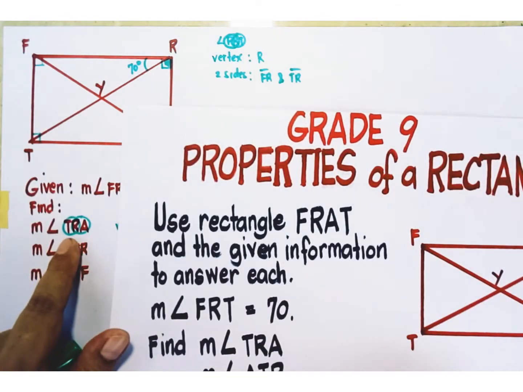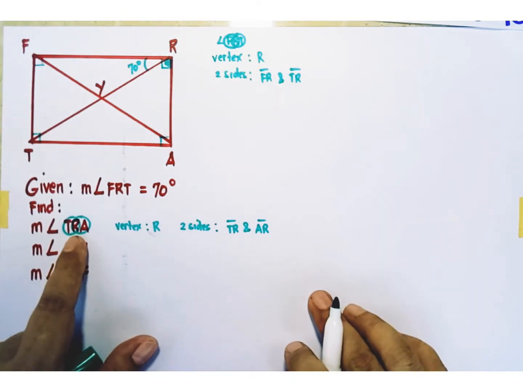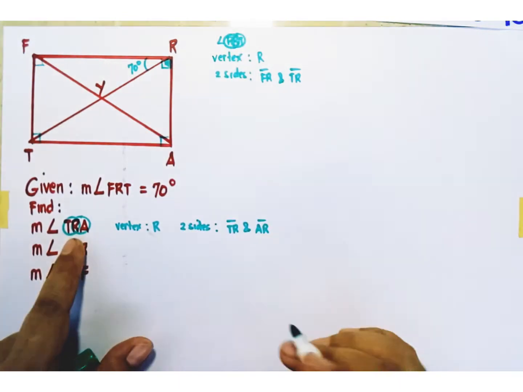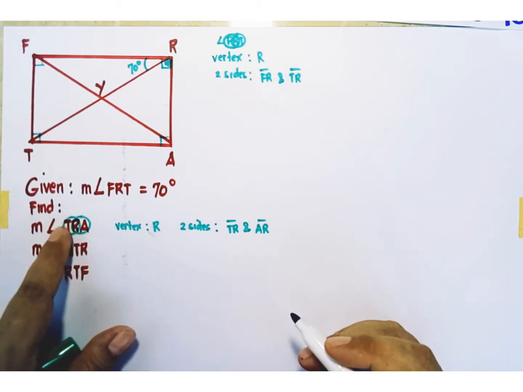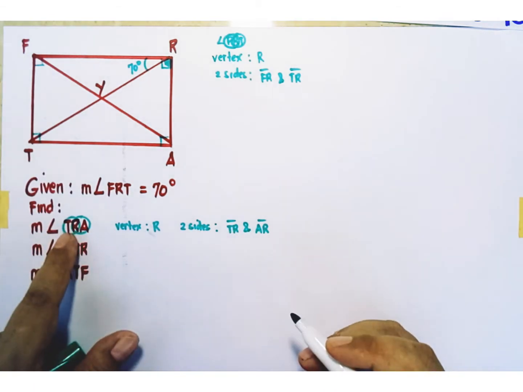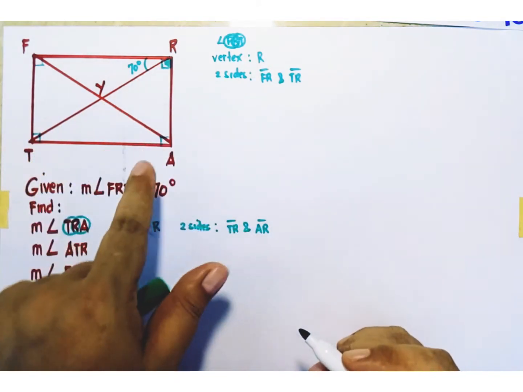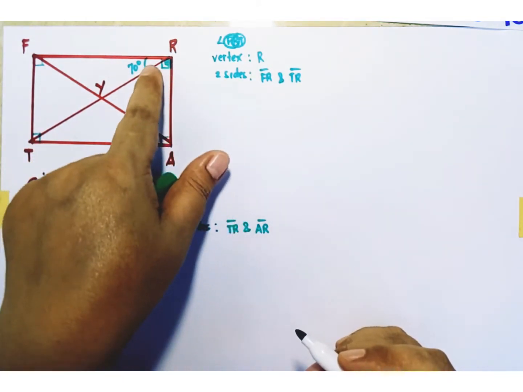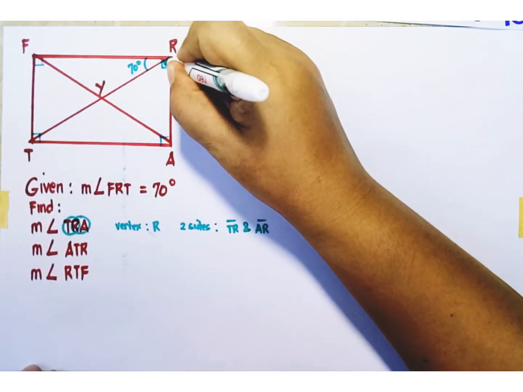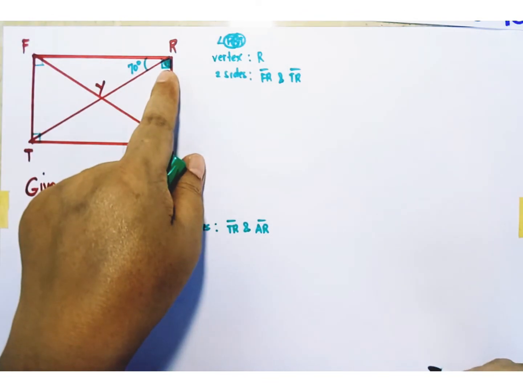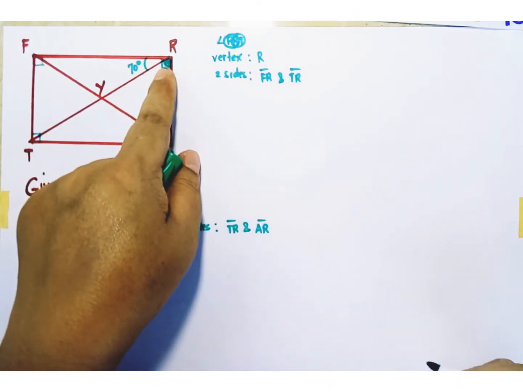Okay, how do we find the first indicated angle? We have measure of angle TRA. The middle letter is R. This is the vertex of the angle. The two sides of the angle are line segment TR and line segment AR. So this is what we are looking for. We need to find the measure of this angle. So how do we find the measure of this angle?